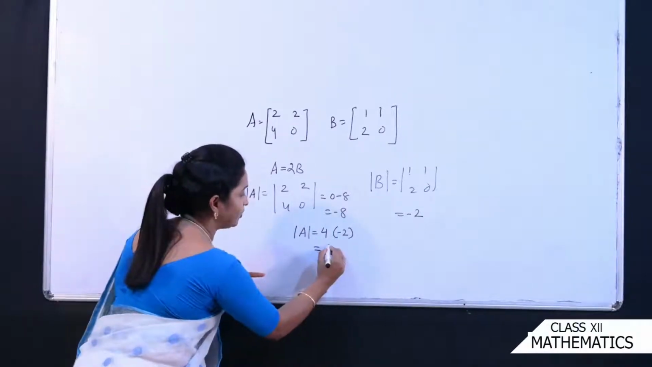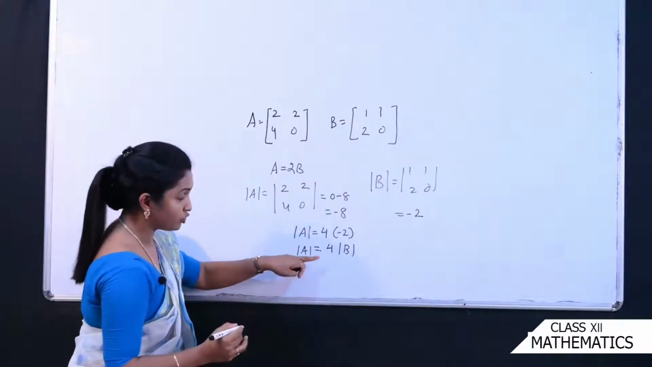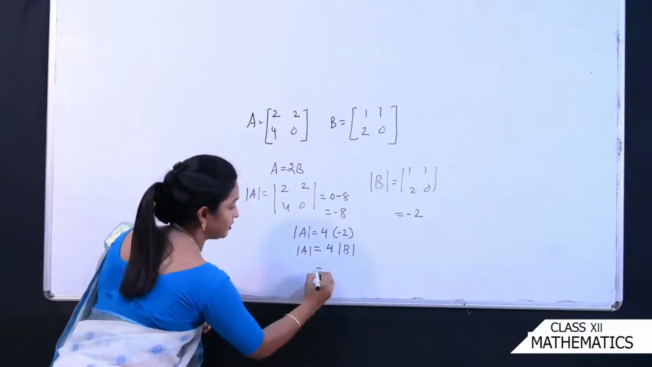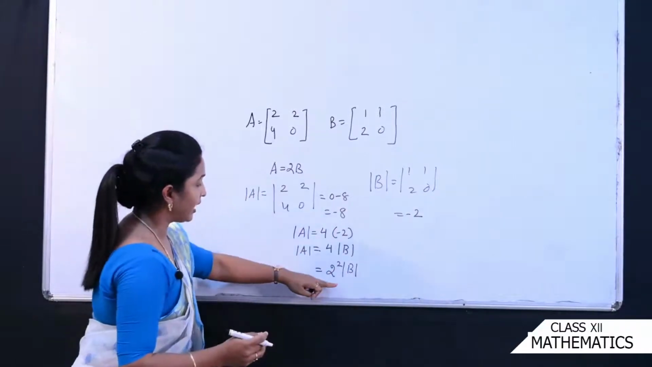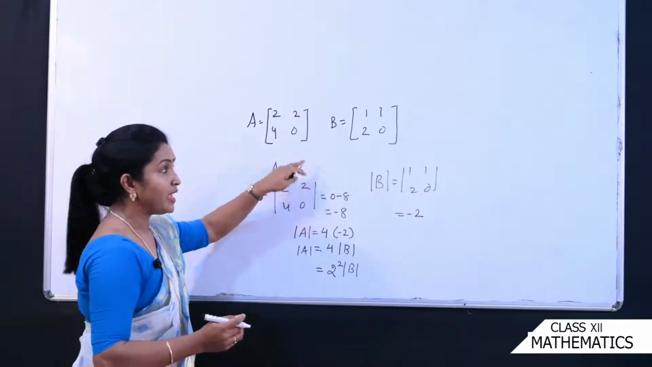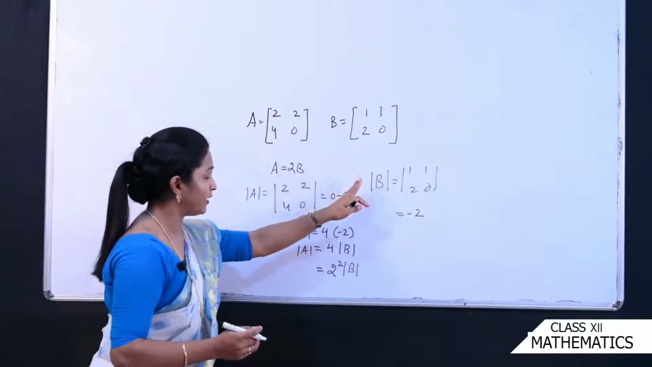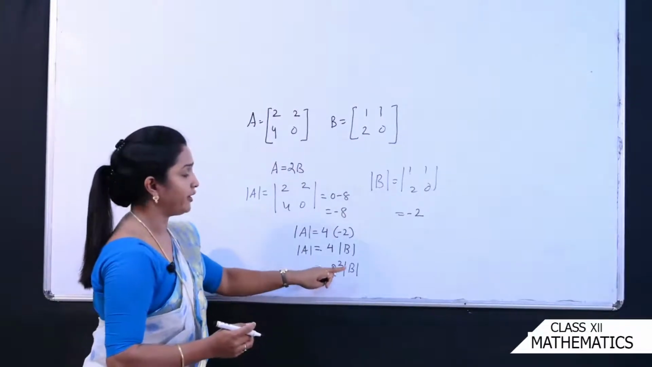Okay, so this is the relation. That means you can write it as 4 into determinant of B. Determinant A is equal to 4 into determinant B, which is nothing but 2 square into determinant B. Now, what does it mean? When you're given that A is equal to 2B and the matrix is of order 2 by 2, then determinant A will always be 2 square determinant of B.